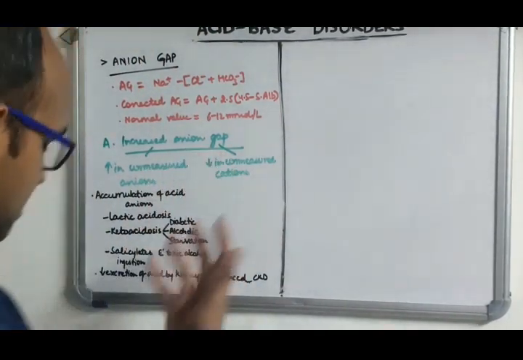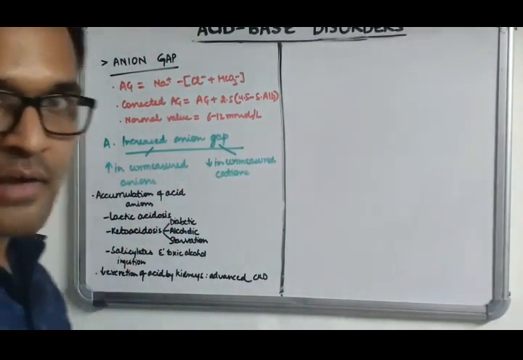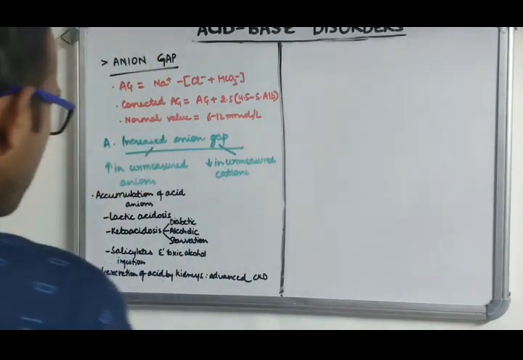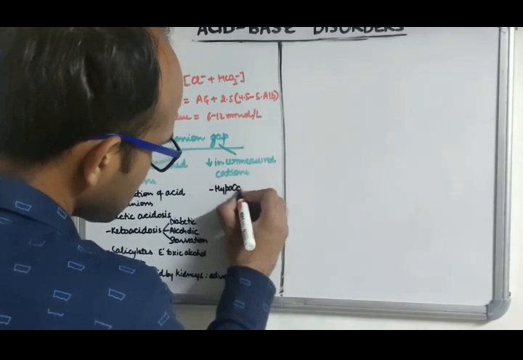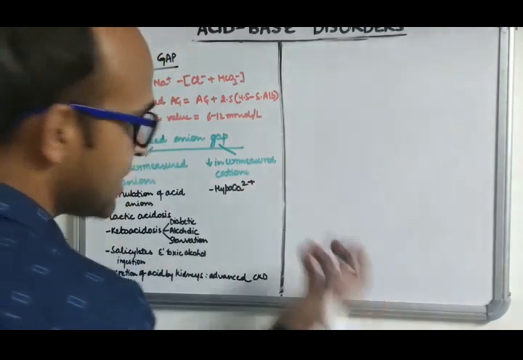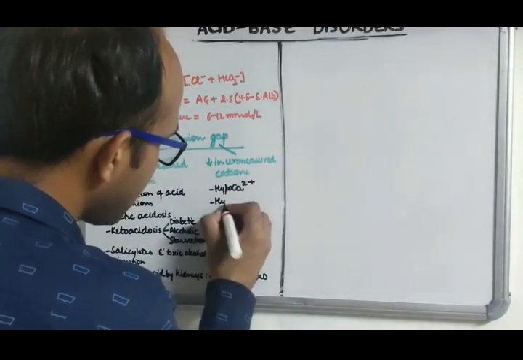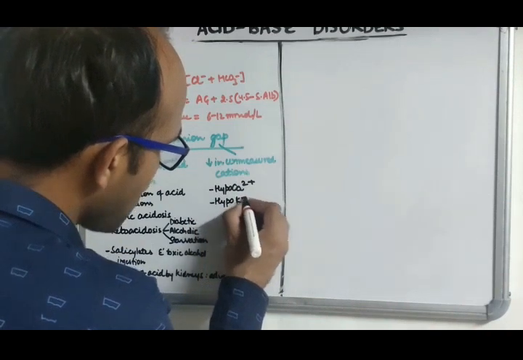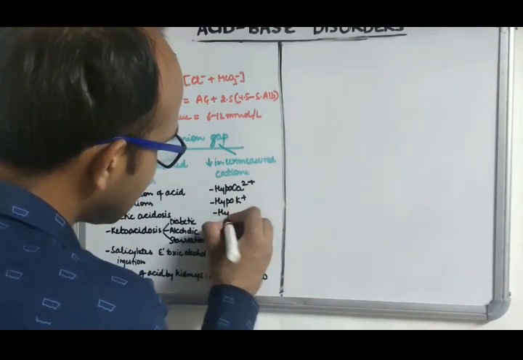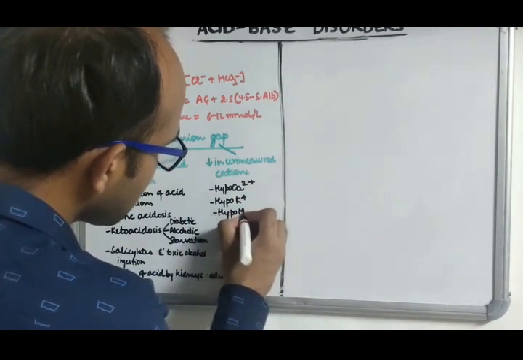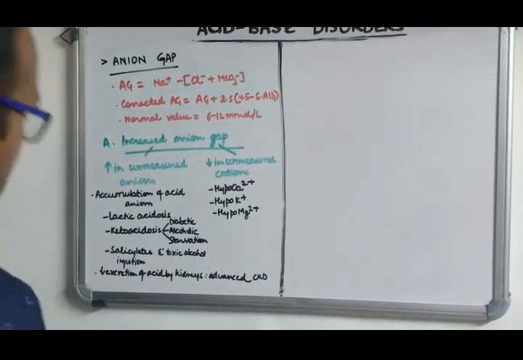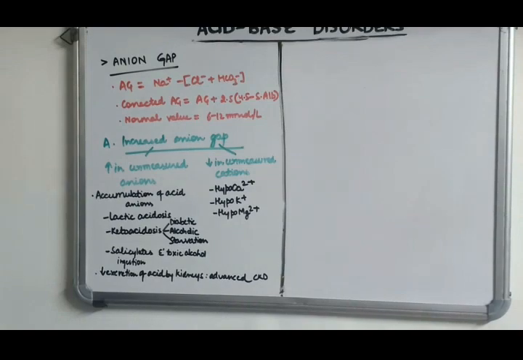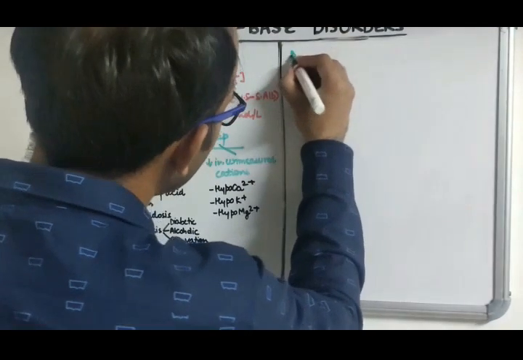Now what are the conditions in which there is decrease in unmeasured cations? If there is hypocalcemia, so calcium is an unmeasured cation. Similarly, hypokalemia, hypomagnesemia, all of these conditions can result in increase in anion gap. Now we'll talk about the conditions in which we have decreased anion gap.